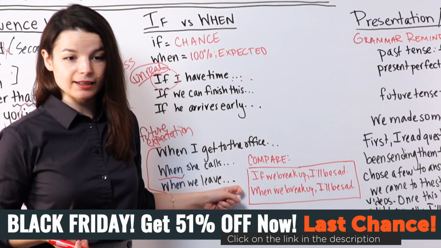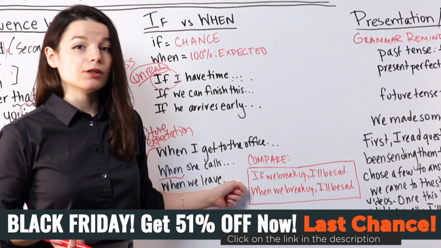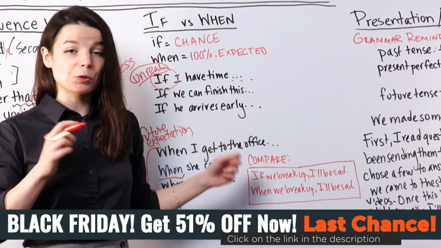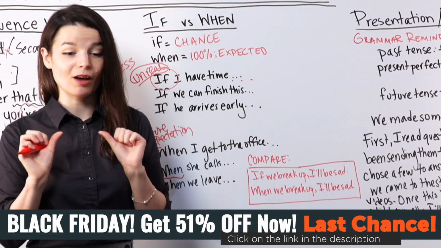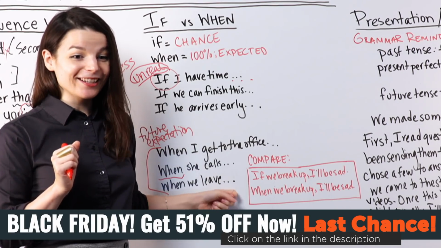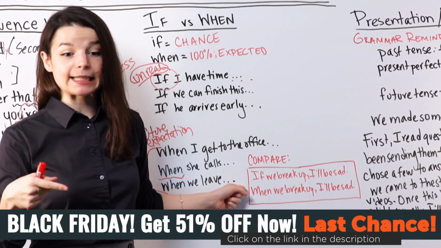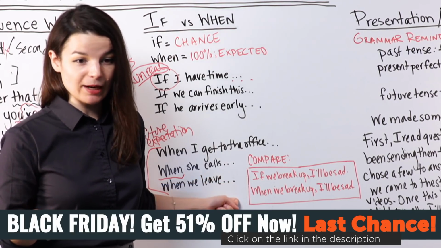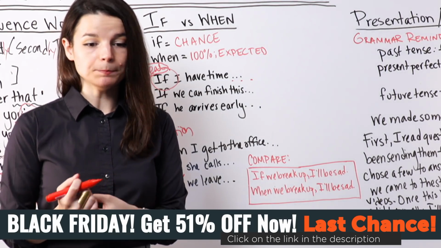However, in this sentence, when we break up, I'll be sad. If you use when in this sentence, it means you expect your relationship to end. You expect to break up with the other person. So in many cases, this is probably not a good thing to say if you want to continue in your relationship. So chance, expectation. This is an example of where it could cause a problem.